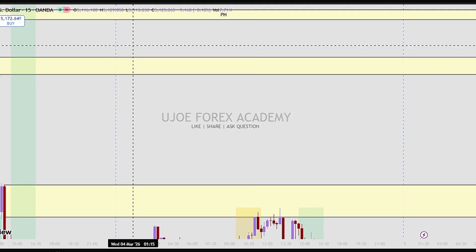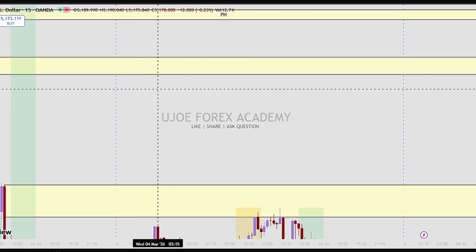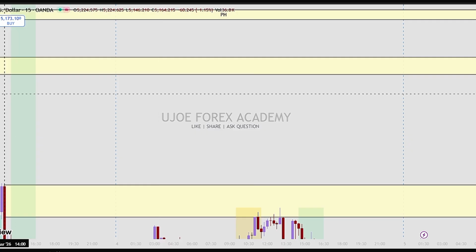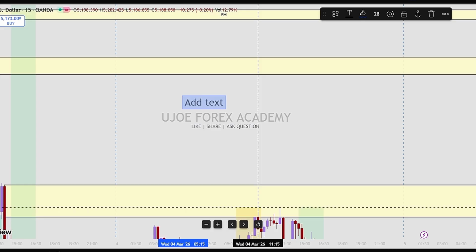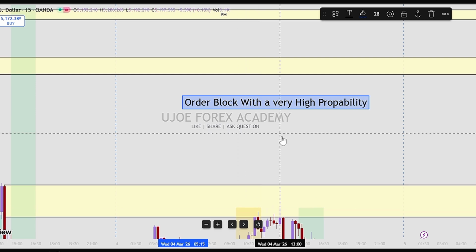In this video we are actually going to be looking at order blocks with a very high probability. Yes, order block with a very high probability. All right, pretty much this is what we're going to be looking at.